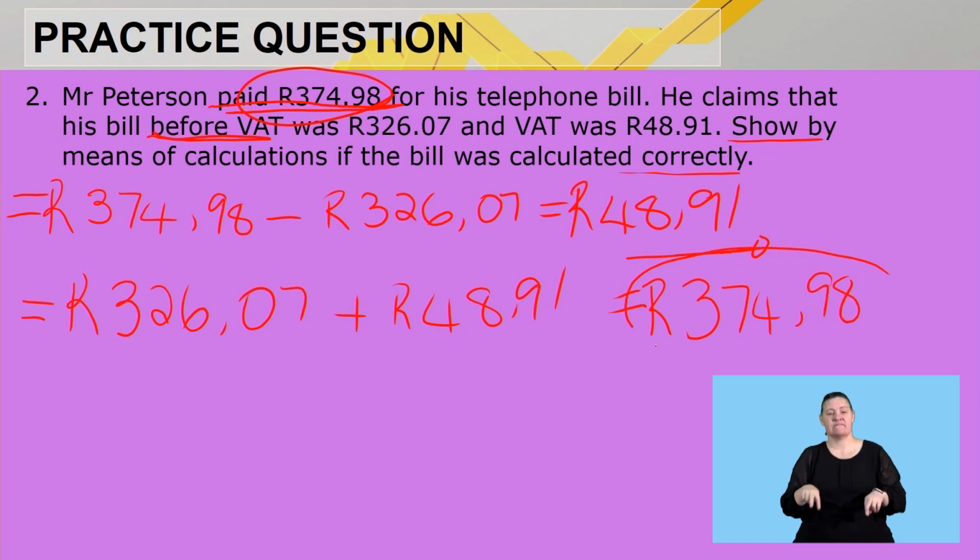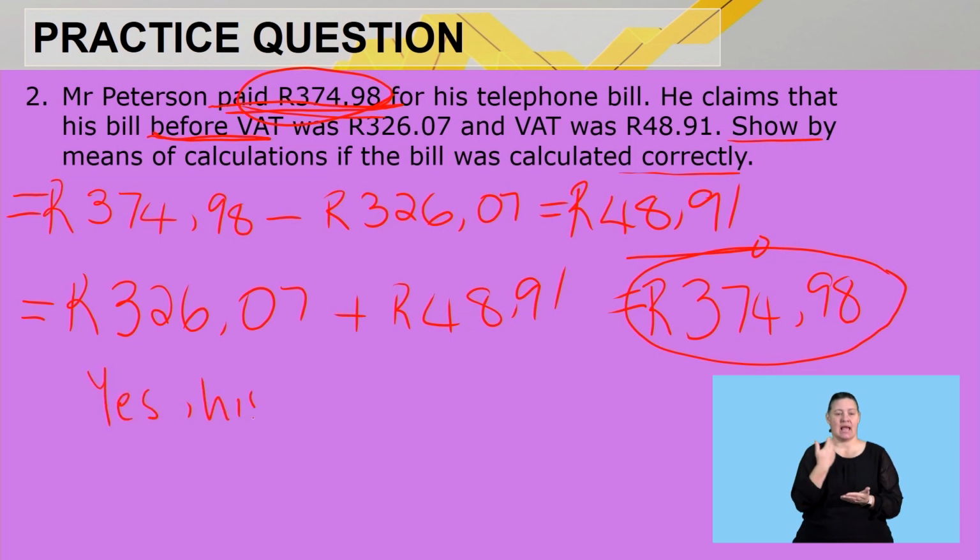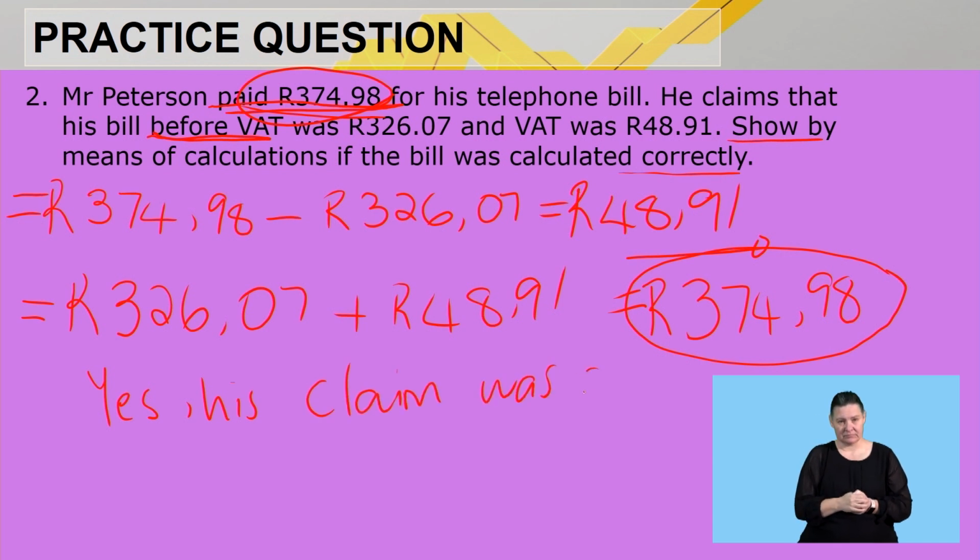So this gives us 374.98. This value is what Mr. Peterson has paid. So it means his calculations were correct. We were to show by means of calculation, so this is how we have calculated, and we can say yes, his claim was correct.